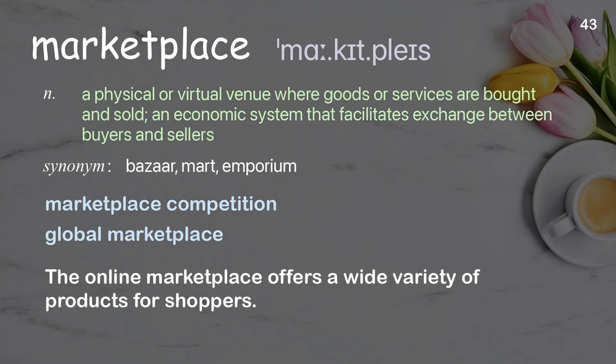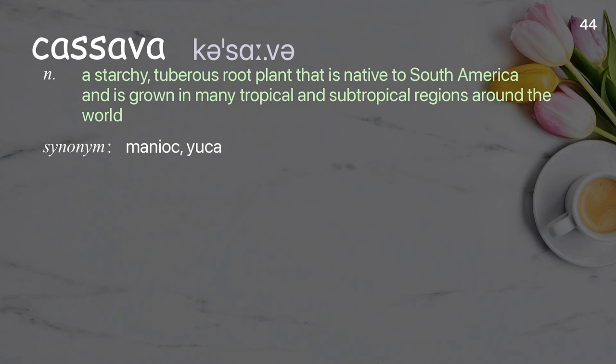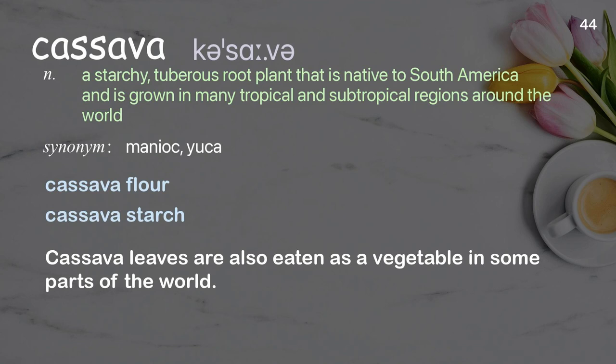Cassava. A starchy, tuberous root plant that is native to South America and is grown in many tropical and subtropical regions around the world. Examples: Cassava flour. Cassava starch. Cassava leaves are also eaten as a vegetable in some parts of the world.